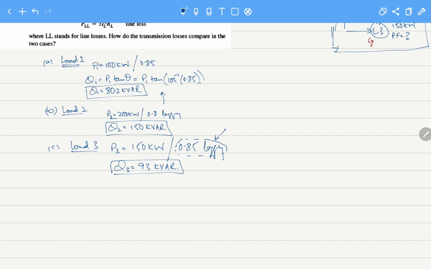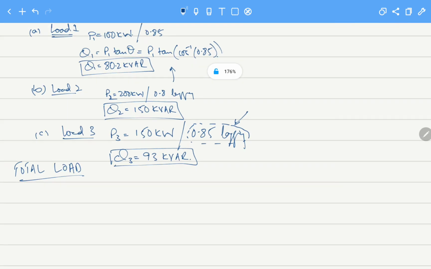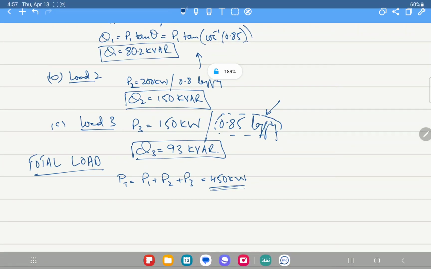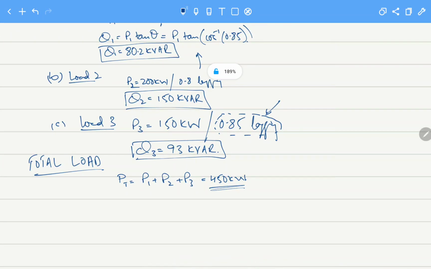So what is the total? The total load for the factory, PT equals P1 plus P2 plus P3, and that will equal 450 kilowatts. This is the total real power, also known as the average power.